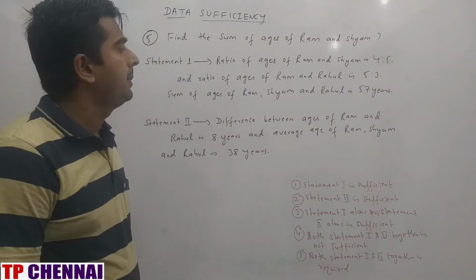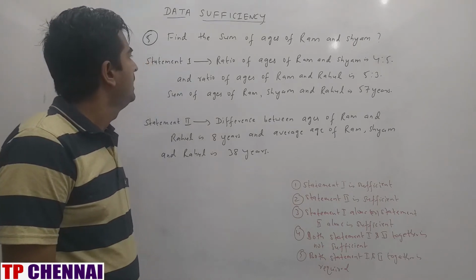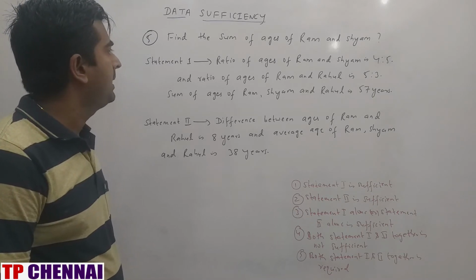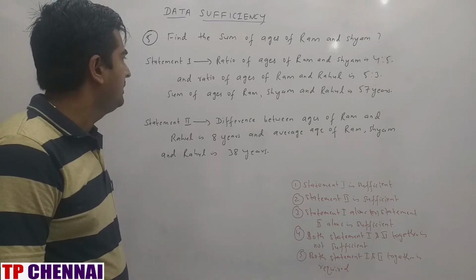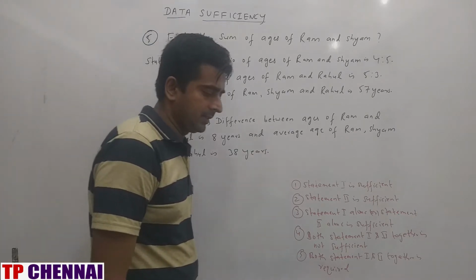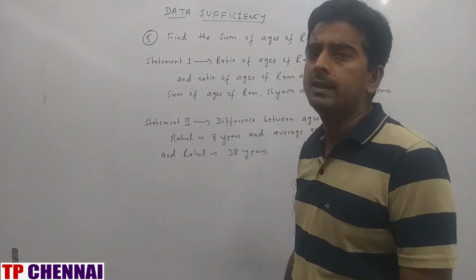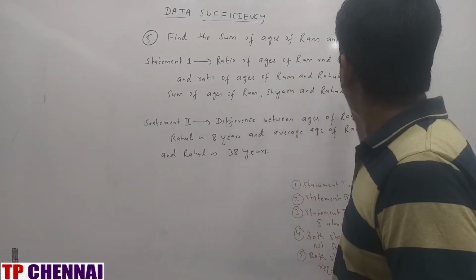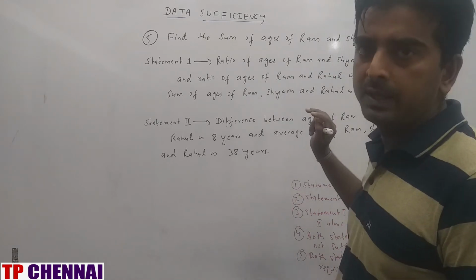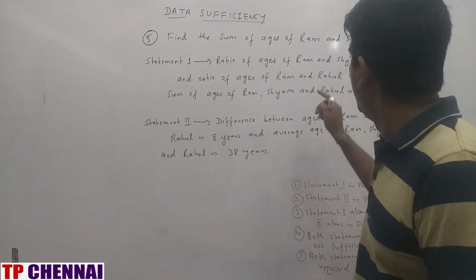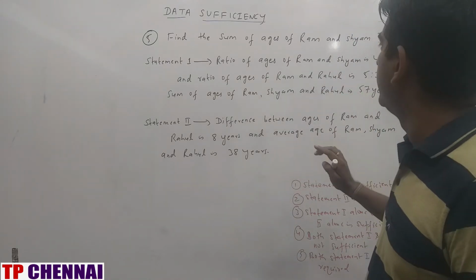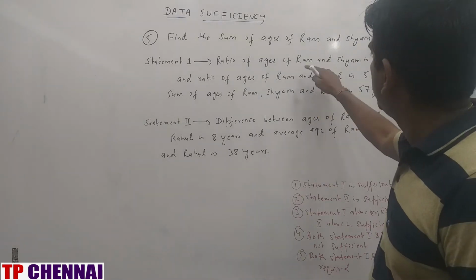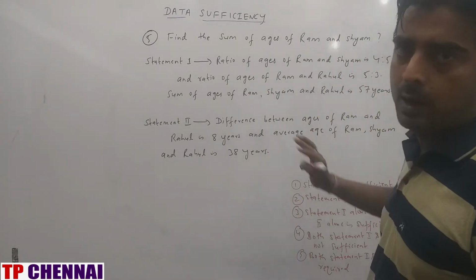Find the sum of ages of Ram and Shyam. This is the question. Statement 1. The ratio of ages of Ram and Shyam is 4:5 and the ratio of ages of Ram and Rahul is 5:3. And the sum of the ages of Ram, Shyam and Rahul is 57 years. So if you know the concept of ages, the ratio of Ram and Shyam is 4:5 and the ratio of Ram and Rahul. So 3 persons are there totally in the picture according to the first statement. And all the 3 persons' ratios are indirectly given. Ram and Shyam is 4:5 and Ram and Rahul is 5:3. So you can merge and you can get Ram, Shyam and Rahul from the first statement.